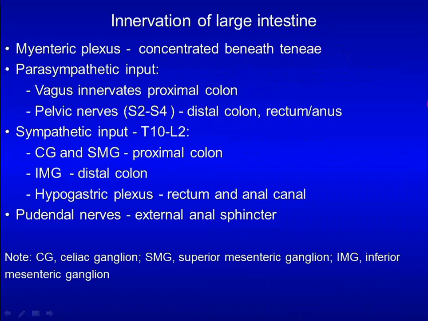Parasympathetic vagus nerves innervate the proximal colon. Pelvic nerves control the distal colon and rectum. Sympathetic nerves from the celiac ganglion and superior mesenteric ganglion control the proximal colon. Those from the inferior mesenteric ganglion control the distal colon. Those from the hypogastric plexus innervate the rectum and anal canal. Pudendal nerves control the external anal sphincter.